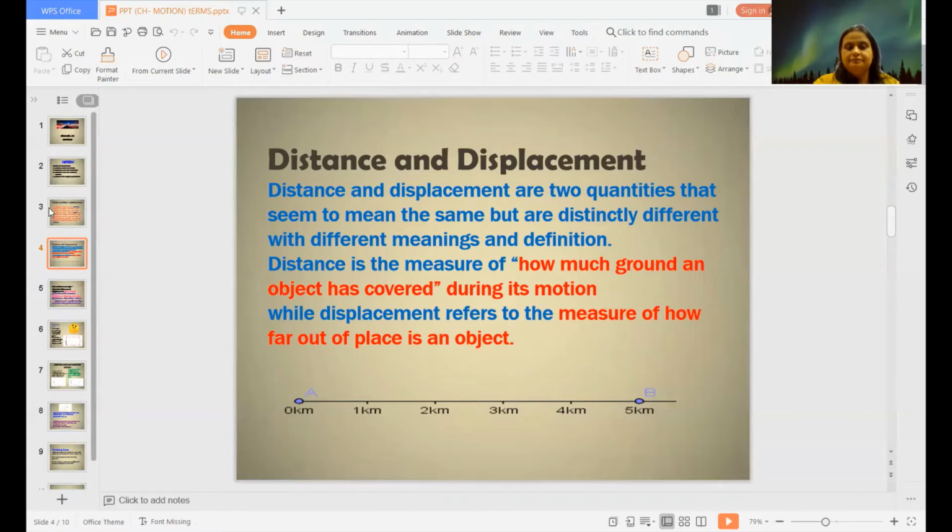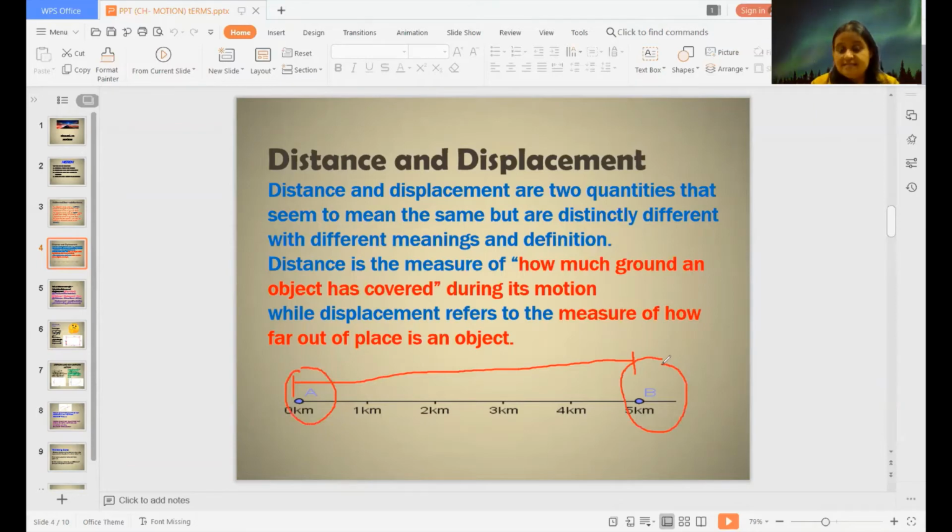Let's see one more example. Can you see the screen over here? Can you see over here? This is the line that is A to B. So if an object is moving from this point to B point, you will say object has covered how much distance? 5 kilometers. What is displacement in this case? It is also 5 kilometers.